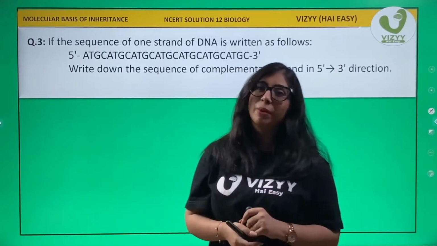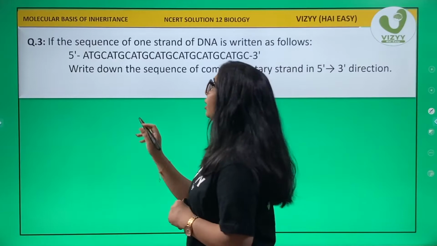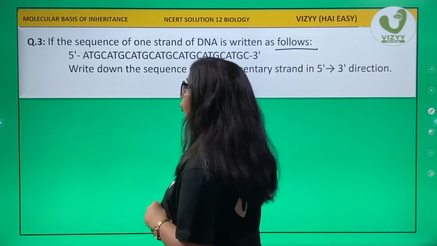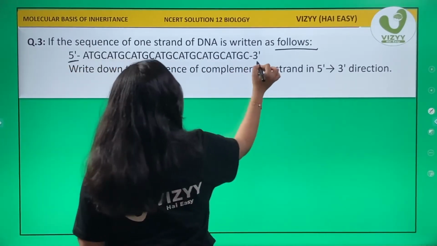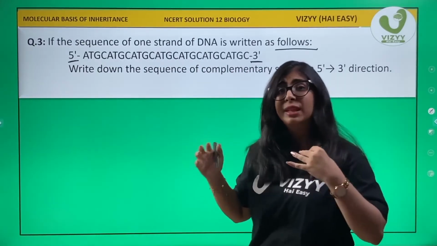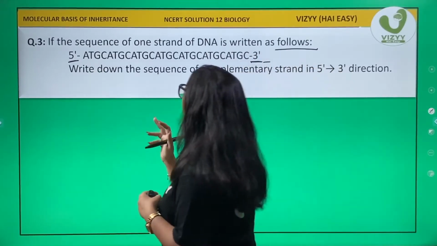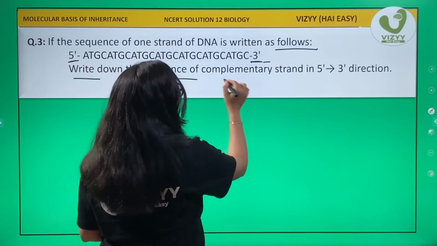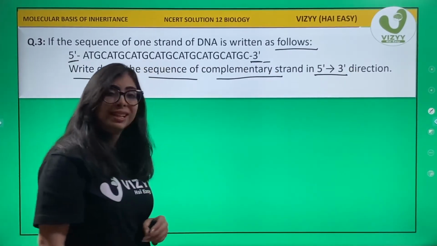Ahead with question number 3. Okay, so question 3 here is, if a sequence of one strand of DNA is written as follows. Okay, so we have got the sequence from 5 prime to 3 prime. Note that students, we have a sequence from 5 prime to 3 prime. Now, what are we supposed to do? Write down the sequence of a complementary strand in 5 prime to 3 prime direction.